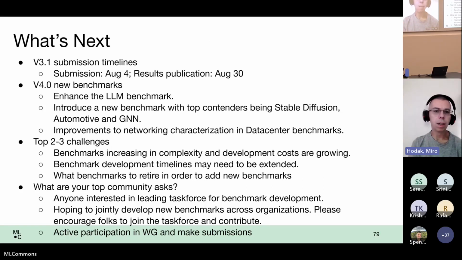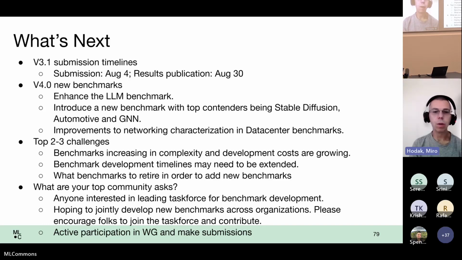So yes, we have 3.1 coming up very shortly. It's August 4th, and there will be a review period, and August 30th will be the big day. What's coming up is version 4.0 next year. We definitely want to work on enhancing our LLM benchmark. By the way, 3.1 is going to have GPT-J 6B, so we want to continue to evolve that, look into ways we can take it forward, make it bigger, potentially have 2 or 1. That's all up for discussion. That's what the task force will be working on.